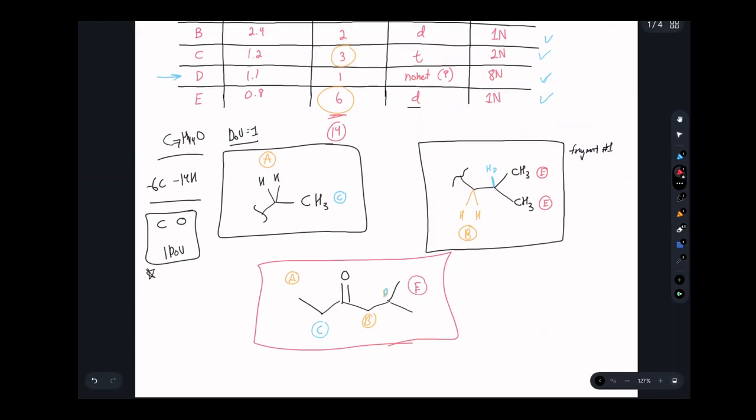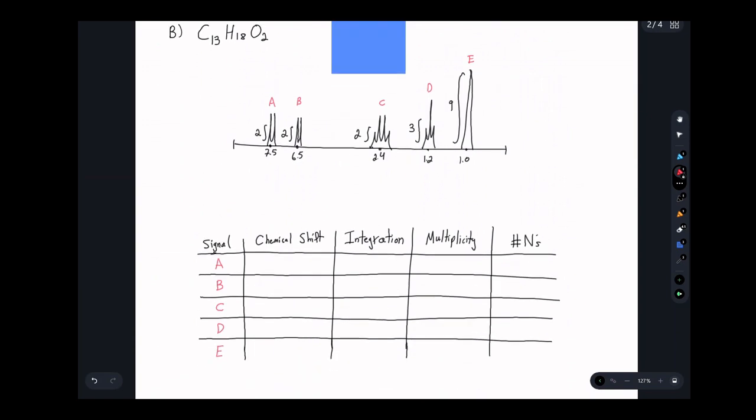Let's take it up a notch and jump to this molecule. Right? Now we're dealing with a much bigger molecule, right? C13H18 and 2 oxygens. Well, we'll approach it the same way. Start with the DOU. Right? That's going to be 2 times 13 plus 2, minus 18, number of carbon, number of hydrogen. That's going to get us to 5 DOU.